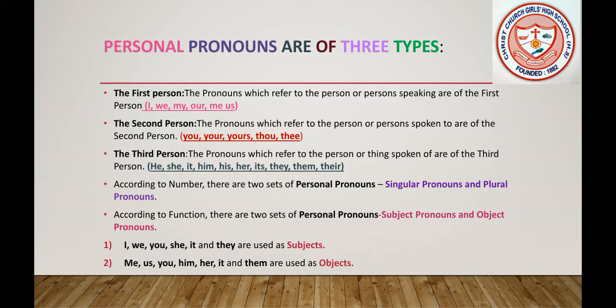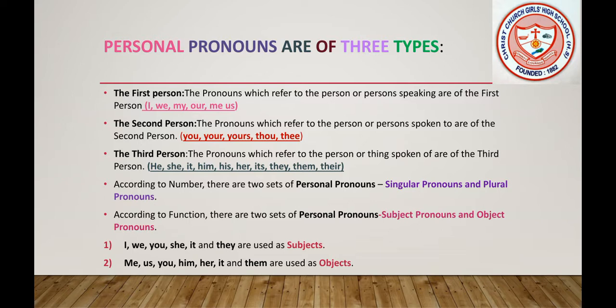Next we have the second person. The pronouns which refer to the person or persons spoken to are of the second person. You, your, yours, thou, thee. These are all the second person pronouns. Next, the third person. The pronouns which refer to the person or thing spoken of are of the third person, such as he, she, it, him, his, her, its, they, them, their. So these are all the third person pronouns.